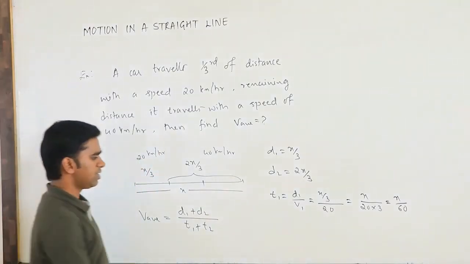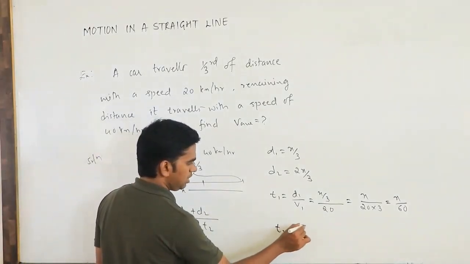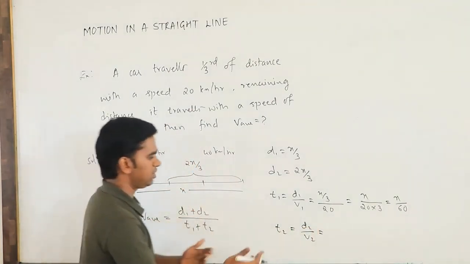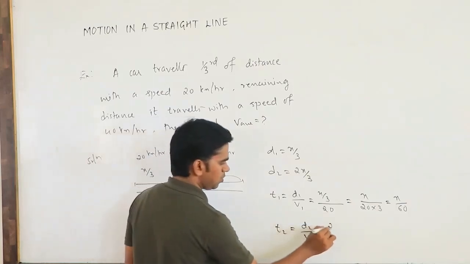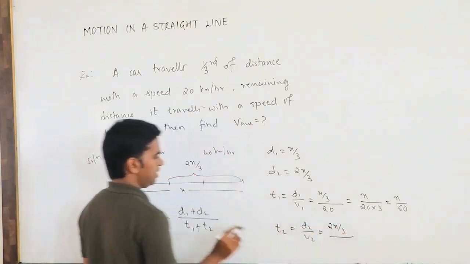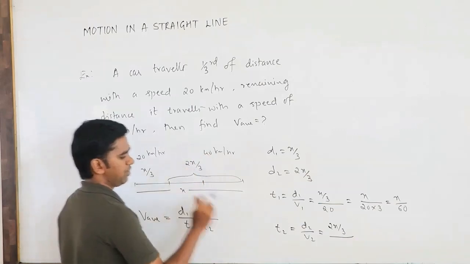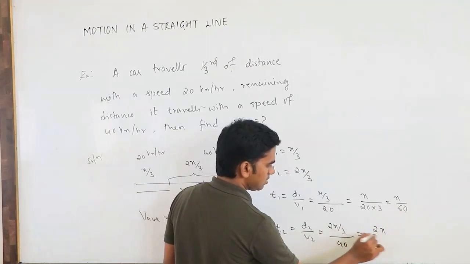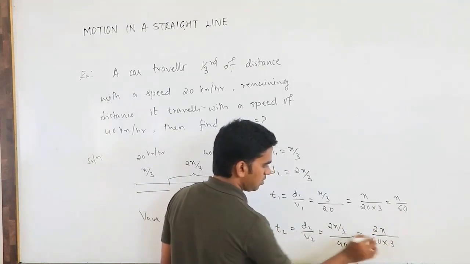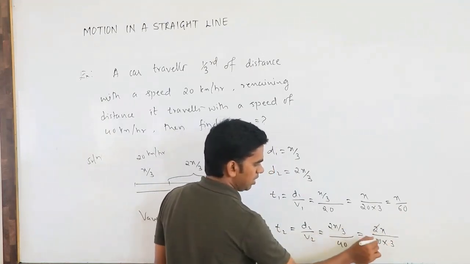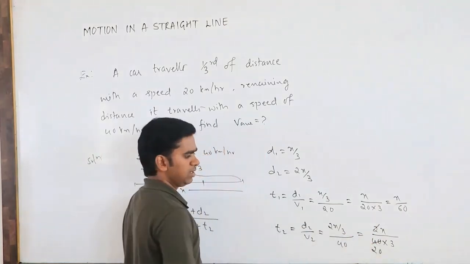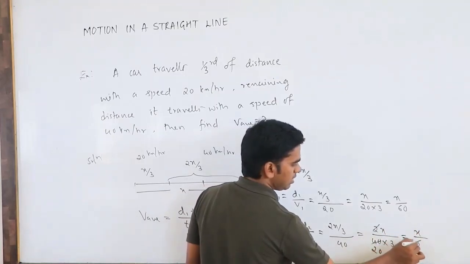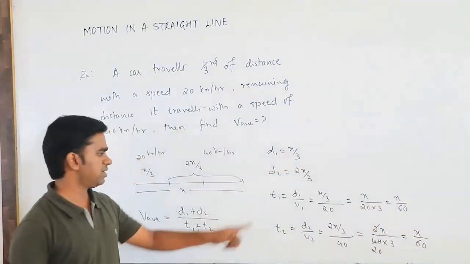Similarly, what is T2? T2 is D2 by V2. D2 is 2x by 3, whole divided by the speed, which is 40. So you get 2x divided by 40 into 3. 2 1s are 2, 20s are 40. So x divided by 3 into 20, again 60. So x by 60. So you got T1 and T2.